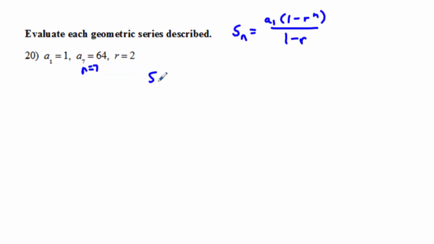So now plug in. S of 7 equals our first term times 1 minus r, which is 2, to the n, which is 7, over 1 minus 2. So type that into your calculator. It is a good idea to practice putting this into your calculator to make sure that you can get the right answer. I get 127.